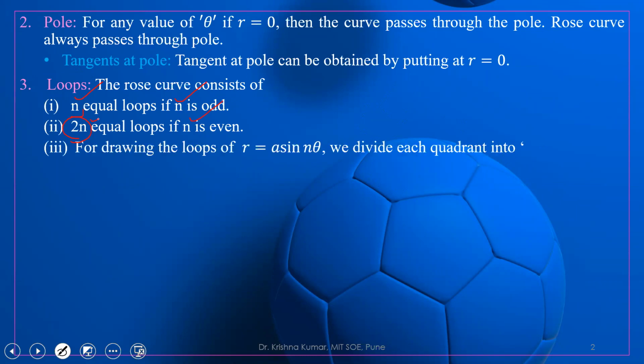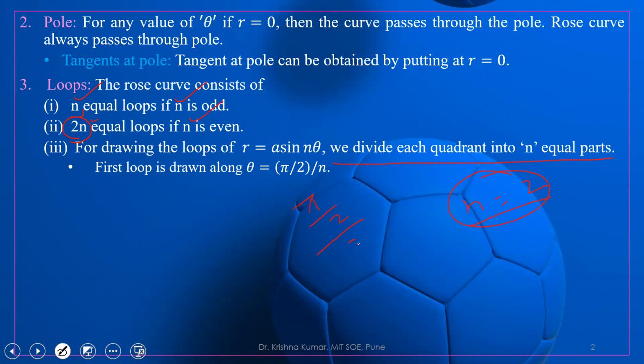For drawing the loops of r equal to a sin n theta, what we will do? We divide each quadrant into n equal parts. Suppose n is equal to 2, so we divide each quadrant into 2 parts. If it is 4, then we divide into 4 parts. Then the first loop is drawn along theta equal to pi by 2n. Suppose n is 2, then pi by 2 upon 2 means pi by 4, so the first loop will start at pi by 4.